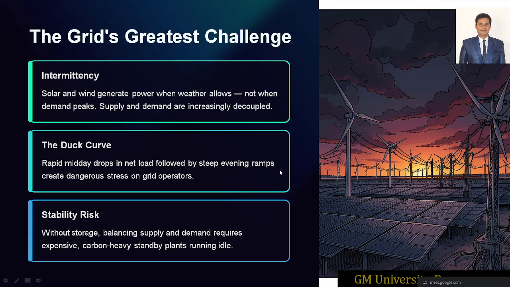All right, so balancing supply and demand requires expense. To balance supply and demand, it will become very expensive in nature, right?